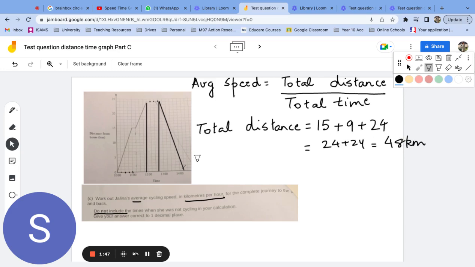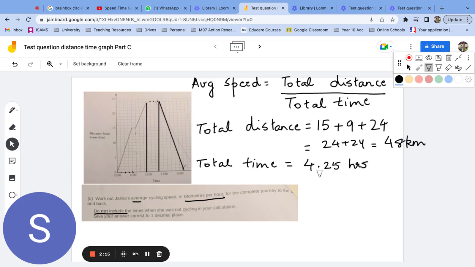Now I'm looking at the total time. If you look at the total time, from part B we figured out that she ended her trip at 2:15. You can see it from the graph. So the total time she took was from 10 o'clock till 2:15, which is 4 hours and 15 minutes, which is 4.25 hours.